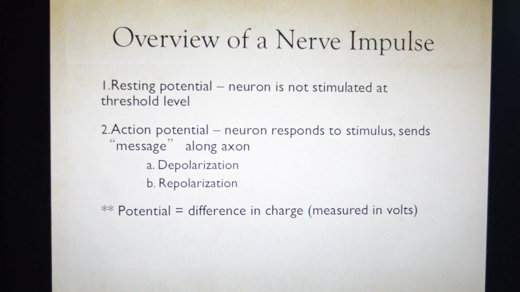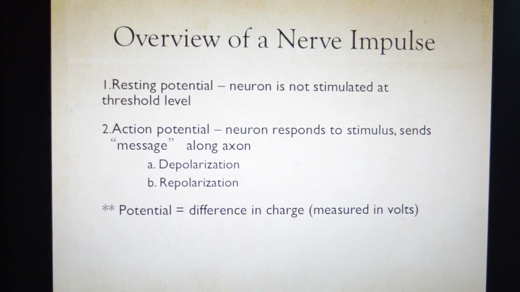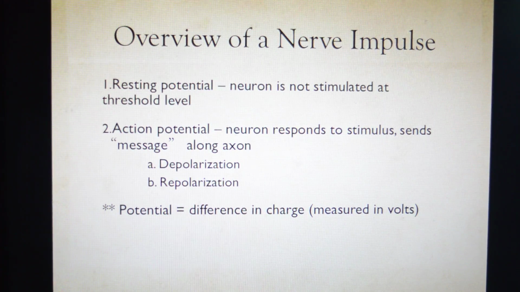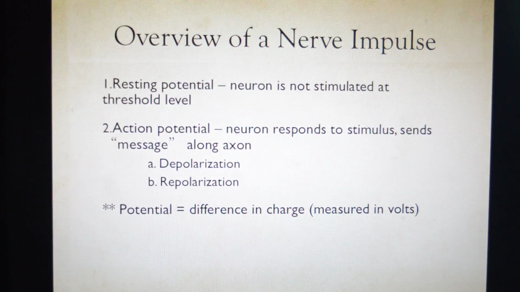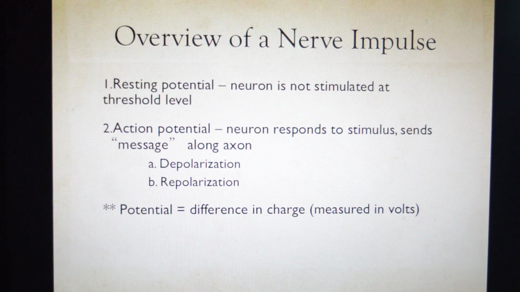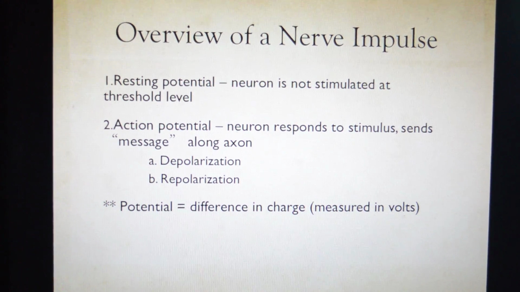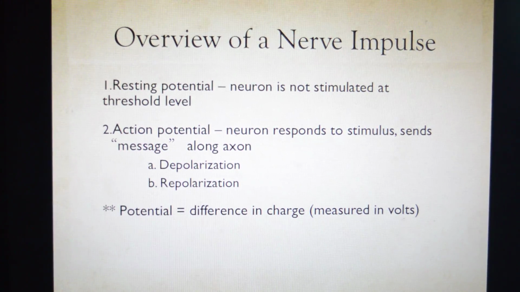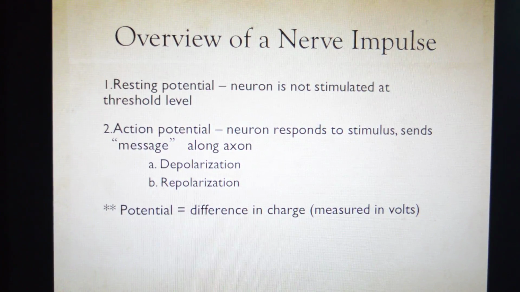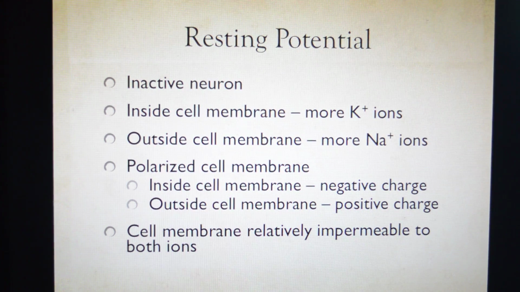Number 1, resting potential. The neuron is not stimulated at threshold level. The neuron is at rest. Number 2 is action potential. The neuron responds to a stimulus and sends a message along the axon. Action potential is basically communication between two neurons. There are two steps: depolarization and polarization. And potential means that there's a difference in charge. It's measured in volts.